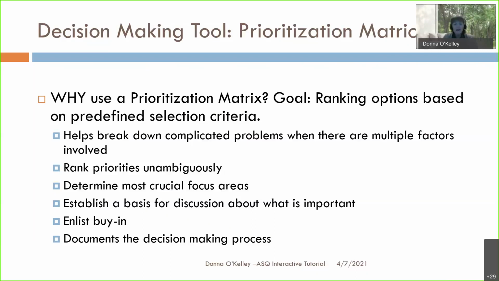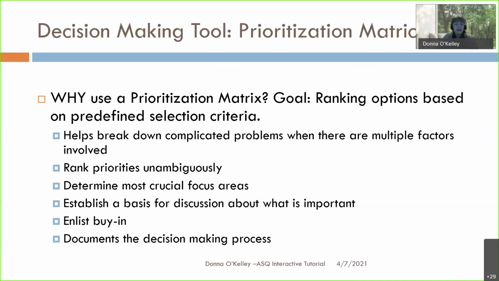Okay, well, the next one of my other favorite quality decision-making tools, again, this is a group decision-making tool, and that is the prioritization matrix. So the goal here is to actually rank your options based on some criteria that you predefined to help you make a decision.